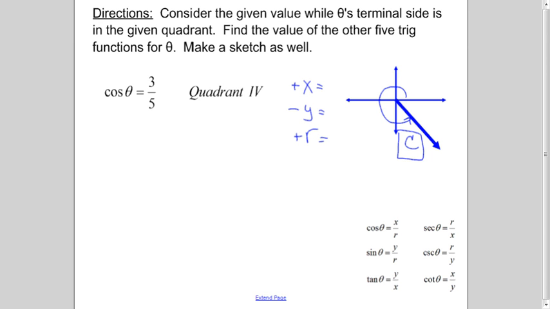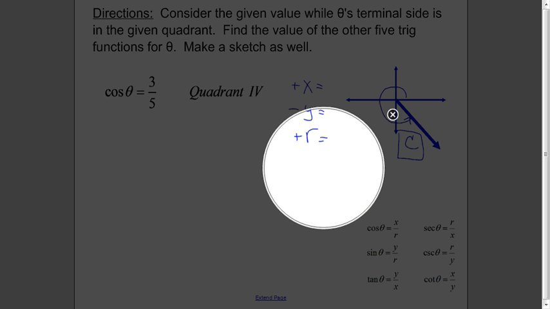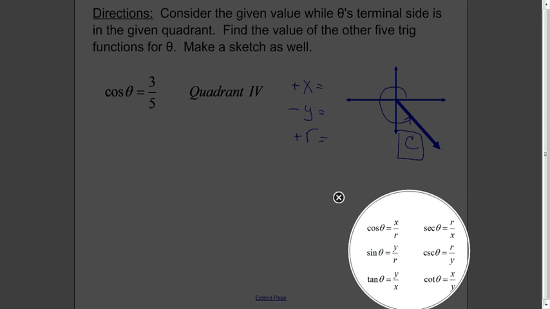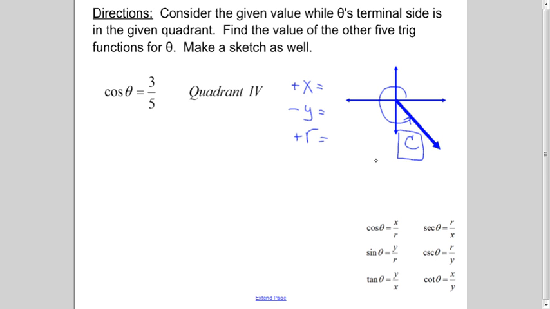Again, you'll always be able to find the six trig values if you have an XYR chart, because the six trig values are just based on ratios using X, Y, and R. So from here, I have to examine what cosine of theta is, and it's equal to X over R, so I should be able to determine that X is 3 and R is 5, and I'll put that into my chart. X is 3, R is 5.